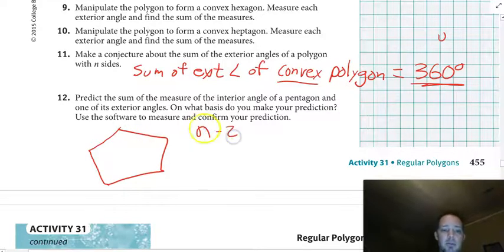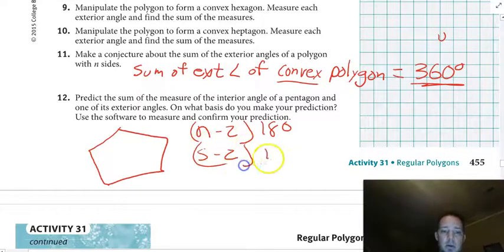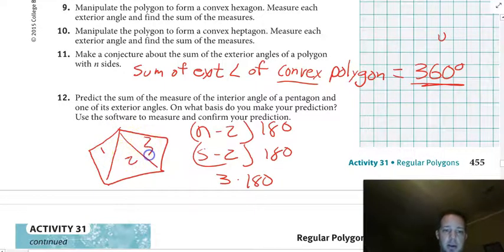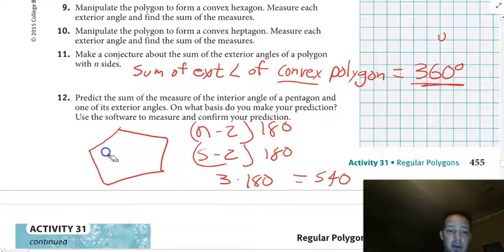N minus 2 times 180, 5 minus 2 is 3, times 180. If we drew the triangles in there, we get 1, 2, 3. We get 540 degrees. And if we divide that by 5 angles, if this was a regular pentagon and all the angles and all the sides were congruent, that would be 108. And if I drew the exterior angle, it would have to be supplementary with that. It would be 72 degrees.